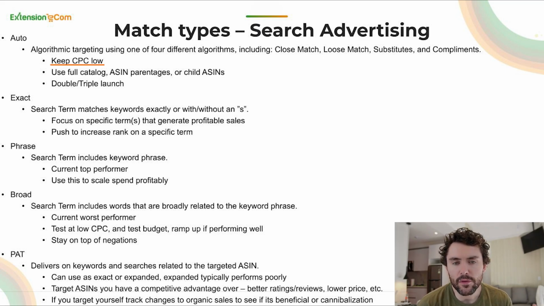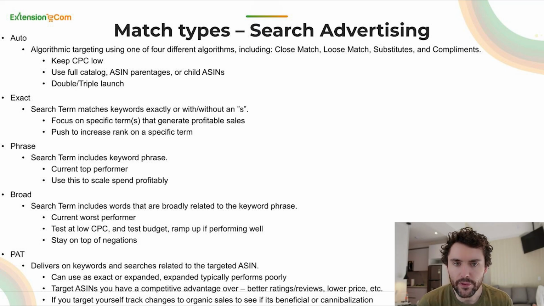When you have strong performing auto campaigns and you jack up the CPC, typically Amazon just pushes you very broadly and the performance drops quickly. Rather than increasing CPC, you should really look to launch a high volume of auto campaigns. So you want to have your full catalog in one, ASIN parentages in their own.